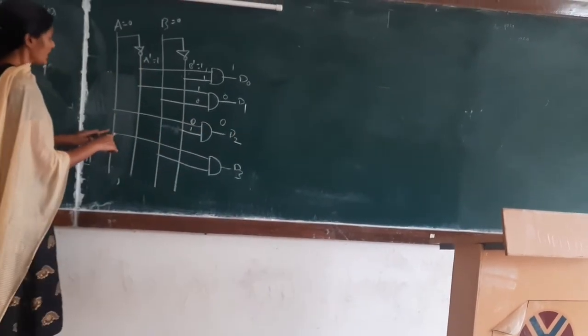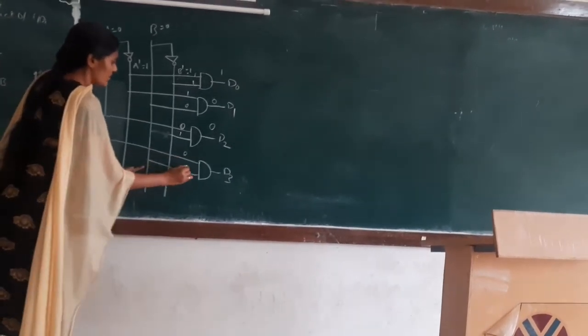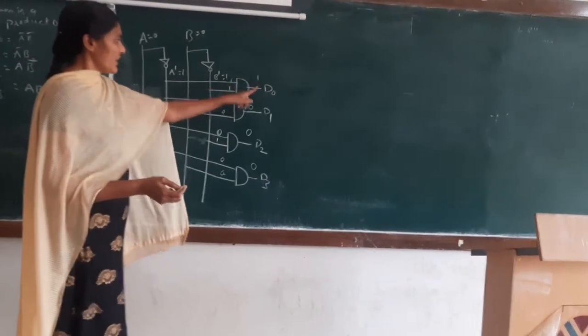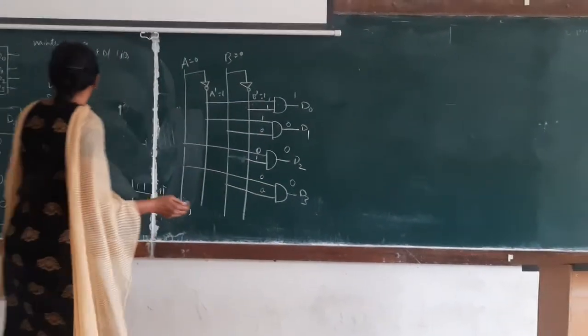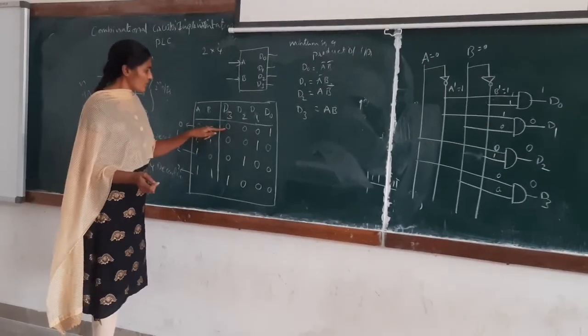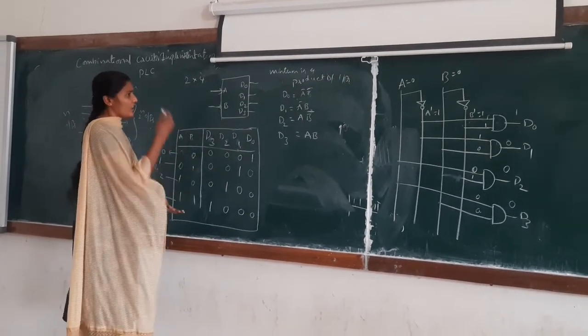Now here A equal to 0 and B equal to 0. This value is 0. What is the value? D naught will be 1. Remaining all are zeros. Come to here. This is D1, D naught will be 1 and the rest of the output states go to 0. Like this we can verify all the outputs.